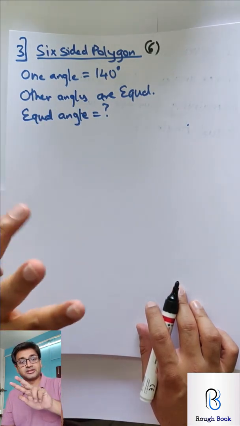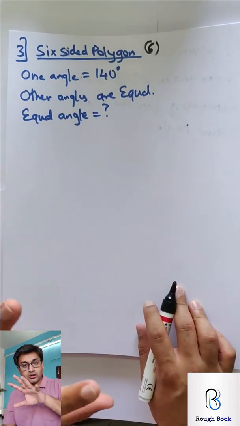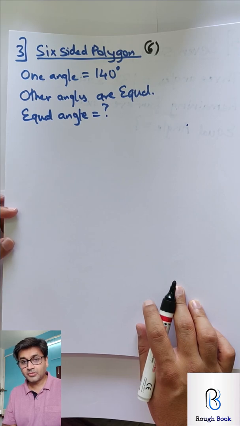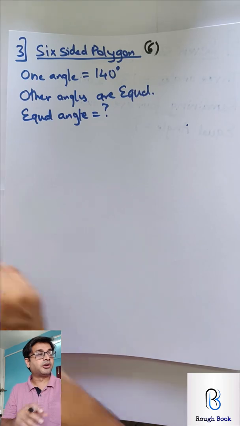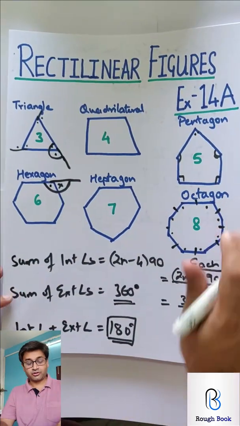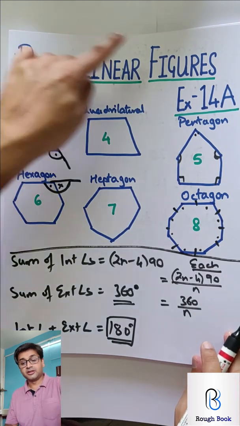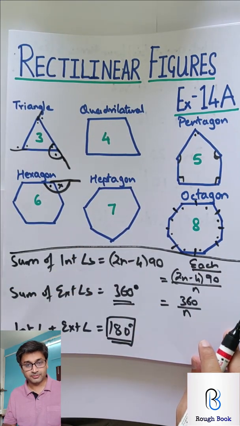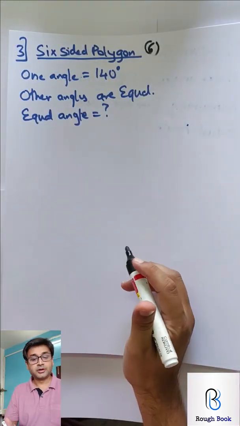So x plus x plus x plus x plus x plus 140 will be the total of all the interior angles. What is the total of interior angles? Formula: (2n minus 4) into 90. Write these 3 formulae on your screen or on your softboard, or rather put a picture of this entire part on the softboard by the time you do this chapter, and life will become very simple. So come on, hit it.